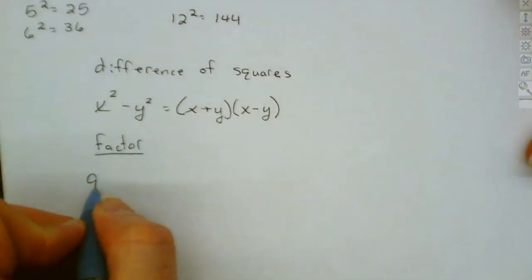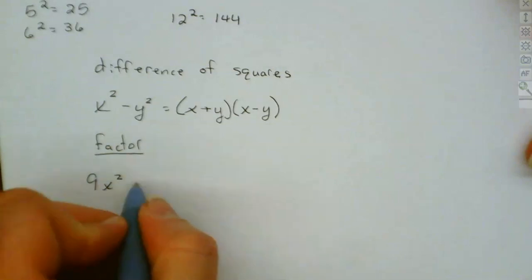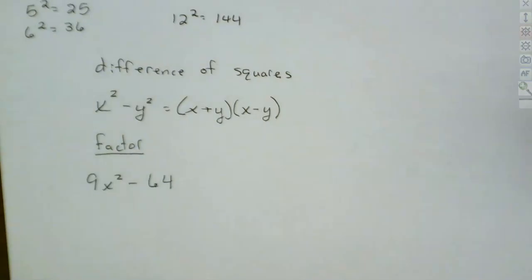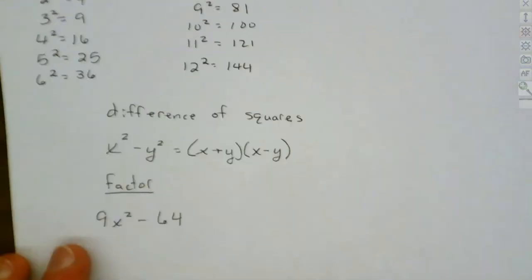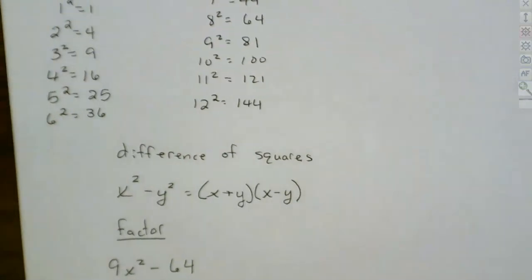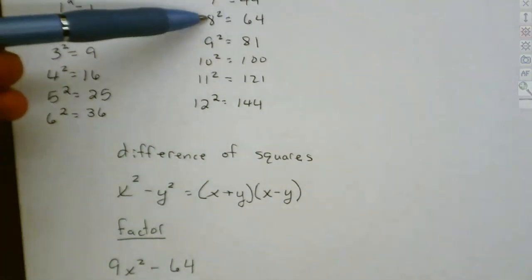How about we have 9x squared minus 64. So now we count the number of terms, and so this has 2 terms. So we're going to factor this as, in this case, a difference of squares. And so we look at our table of squares up here, and we notice that 9 is what? 3 squared, right? What about 64? Well, 64 matches up to the 8.